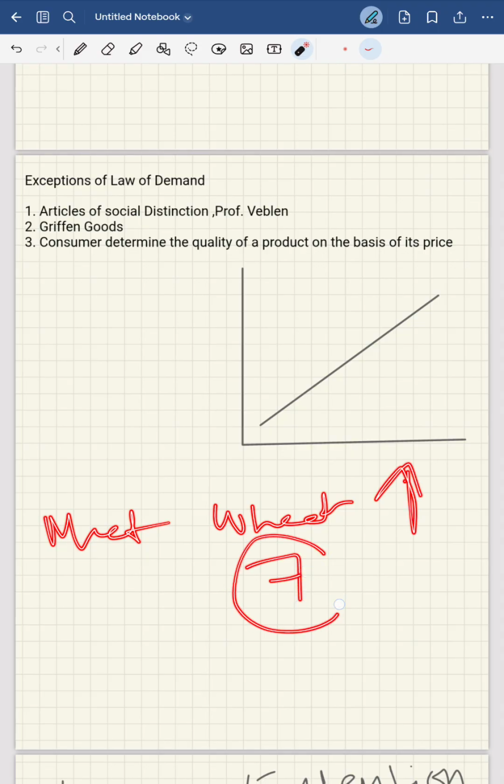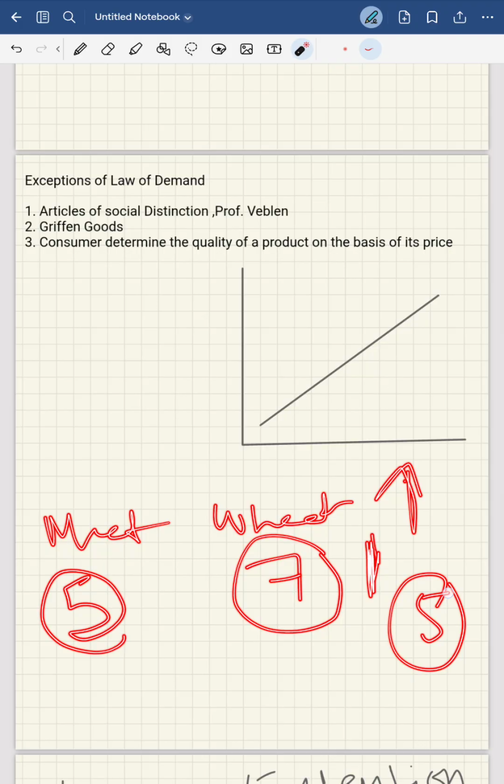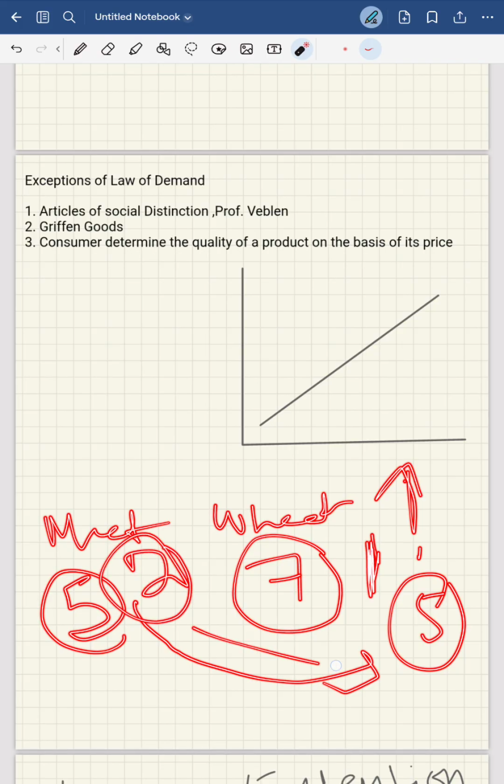Suppose I was consuming 7 units of wheat and 5 units of meat. Now if the price of this wheat rises, I am able to consume only 5 units. But it is not as per my requirements. I want more. So I will shift some units from here to here. Now I will consume only 2 units of meat and I will add up here to increase it to 7.